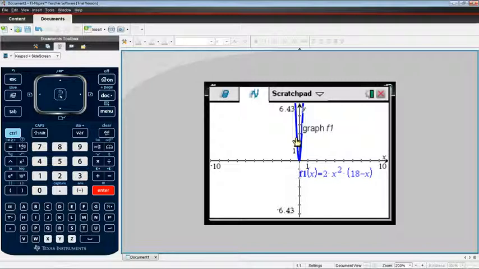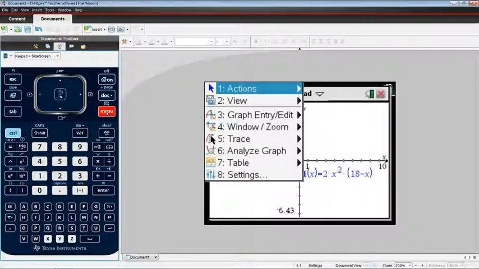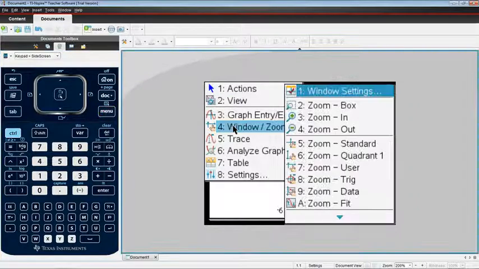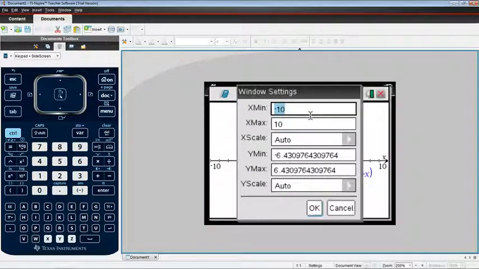Alright, so I am going to put in my function. So we're going to enter the function. The function was 2x squared, parentheses 18 minus x. I'm going to hit enter. And that is what my calculator gives me for the graph.